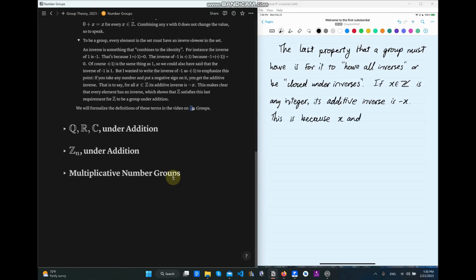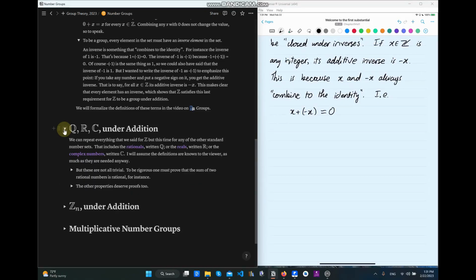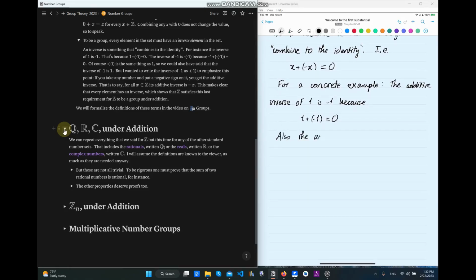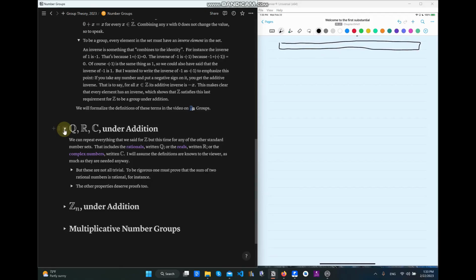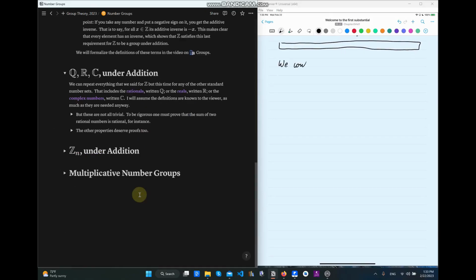Okay, then the last property that a group must have is for it to have all inverses, or to be closed under inverses. If x is any integer, its additive inverse is -x. This is because x and -x always combine to the identity. That is to say, x plus -x is equal to 0. For a concrete example, the additive inverse of 1 is -1 because 1 plus -1 is 0. Also, the additive inverse of -1 is 1 because of the same equation.